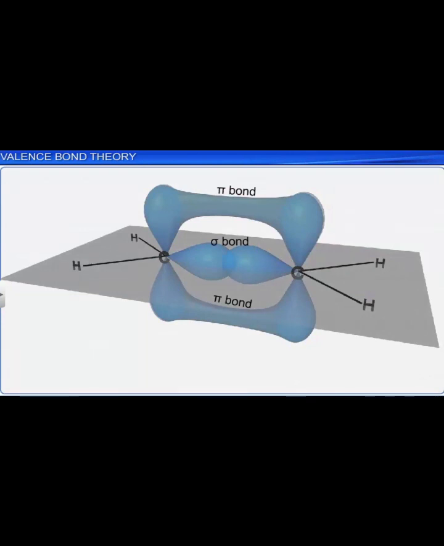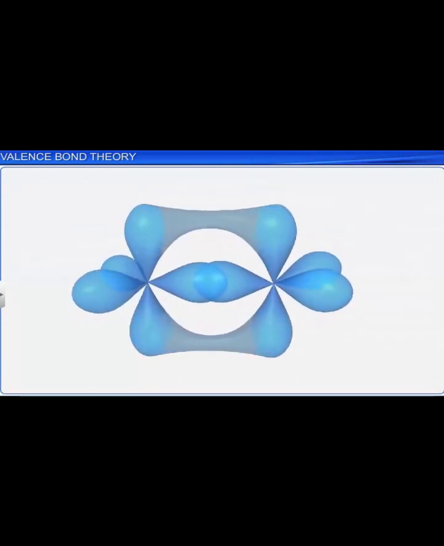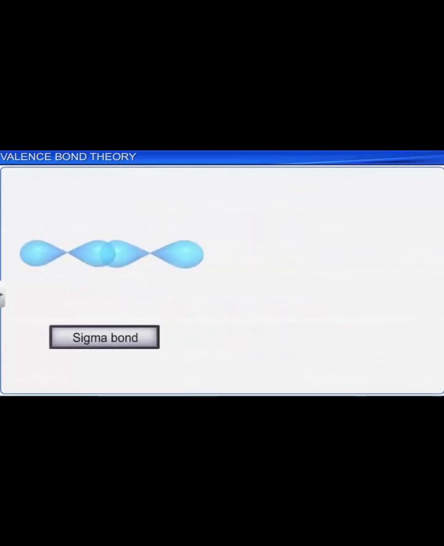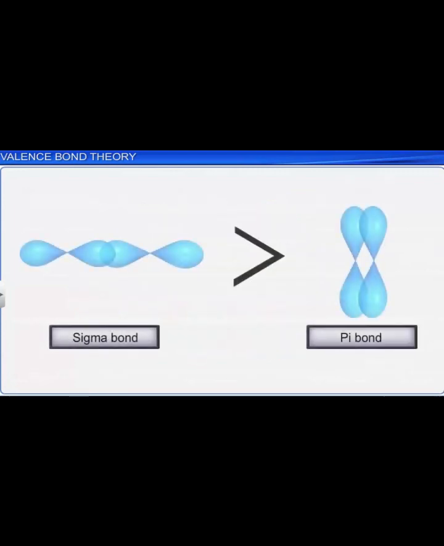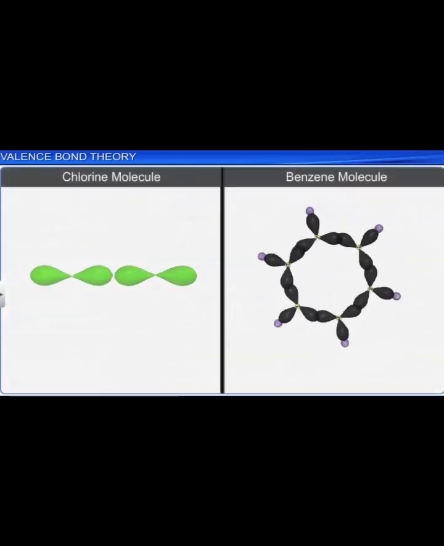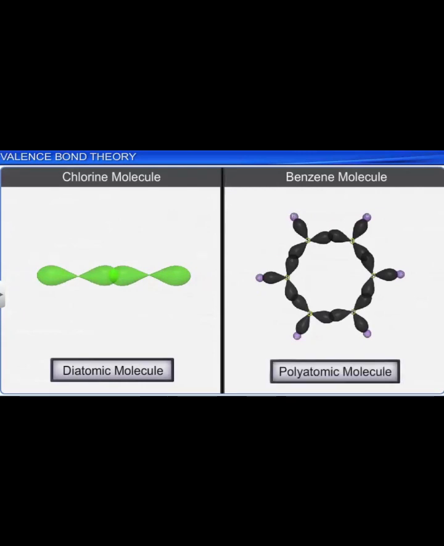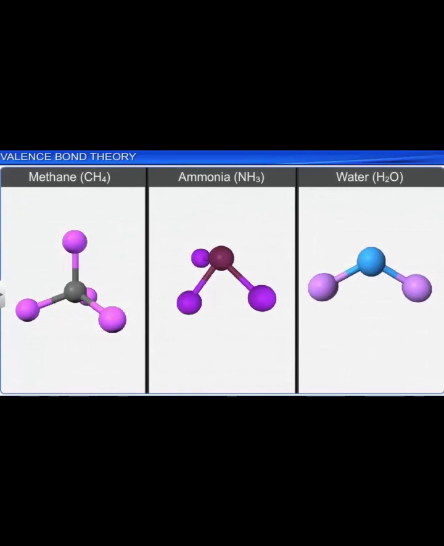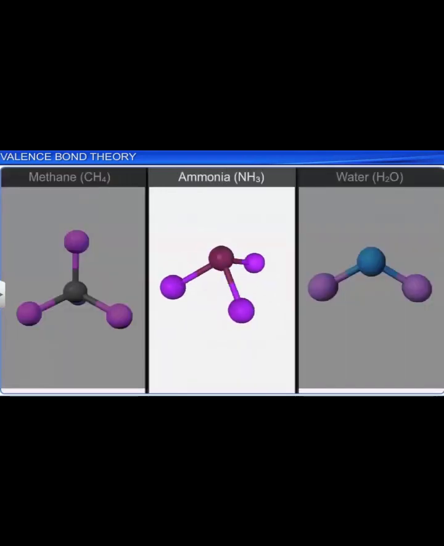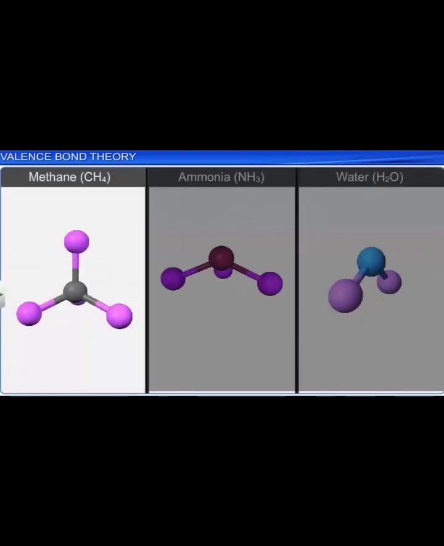The overlapping of orbitals extends to a larger area in sigma bonds than pi bonds. Therefore, sigma bonds are stronger than pi bonds. The overlap criterion of orbitals applies equally to both diatomic molecules and polyatomic molecules. However, the valence bond theory fails to determine the actual shapes of the polyatomic molecules, such as methane, ammonia, and water, which are tetrahedral, pyramidal, and bent respectively.